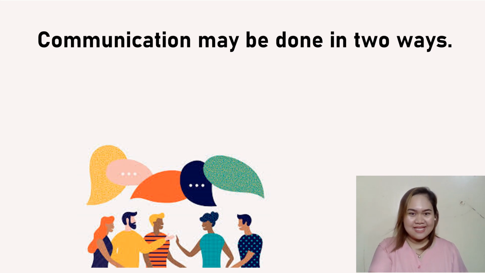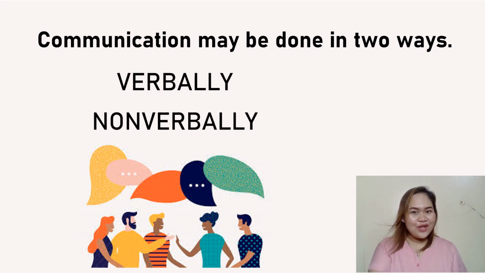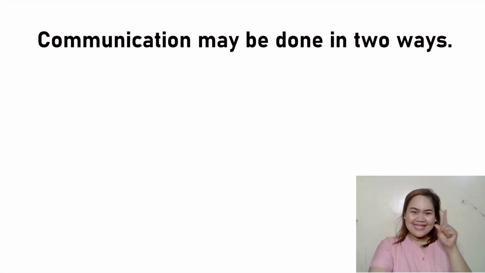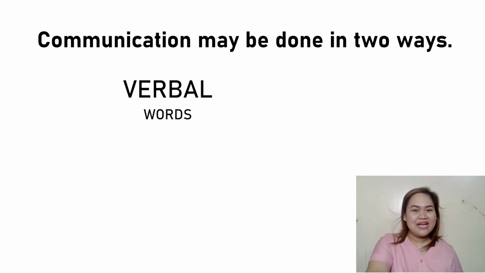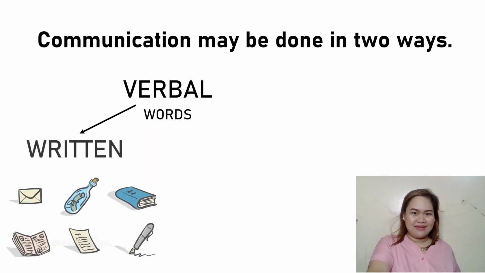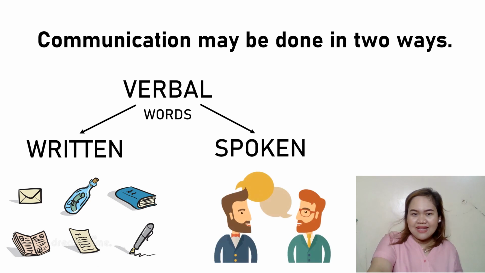Communication may be done in two ways, verbally or non-verbally. So let's try to check what verbal and non-verbal are. The first one, verbal. This is communication through the use of words. Whenever we use words, this may be written or spoken. Written. This is communication through writing. Whenever you use a pen and paper, or even when you use your cell phone to tell someone your feelings, your thoughts, or your ideas, that is written. On the other hand, spoken is the use of your oral faculty to convey your message. This can be done face to face or through the use of technology.